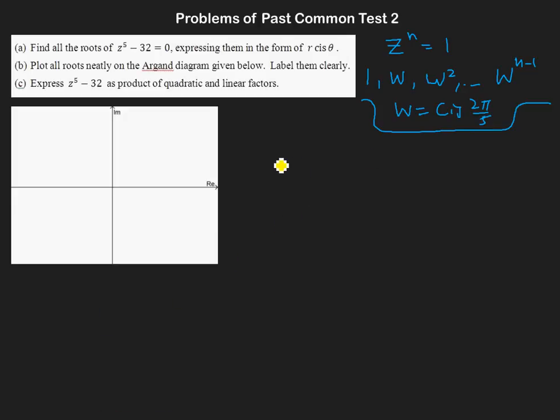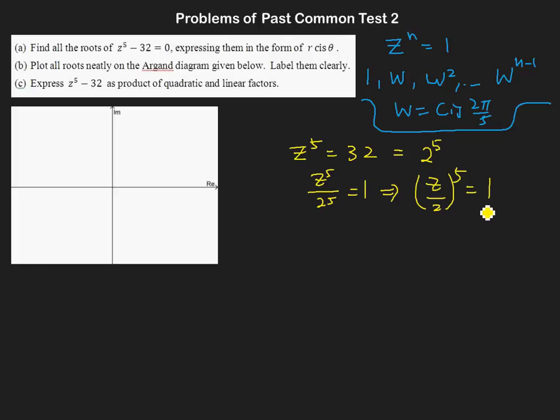Now to find the roots of this problem, I rewrite this as follows. And yes, you probably noticed that this is actually 2 to the power 5, that is 32. So if you now divide both sides by 2 to the power 5, you get this by using the law of indices, and immediately this becomes this problem. Just that, of course, this is z over 2, but there's no real distinction.